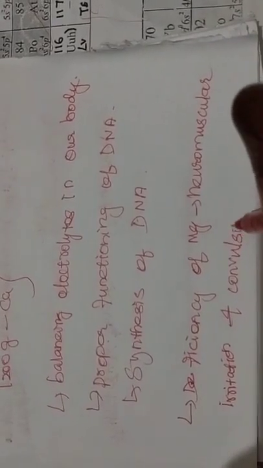When deficiency of magnesium occurs in our body, it results in neuromuscular irritation and convulsion. These are the important biological roles of magnesium.